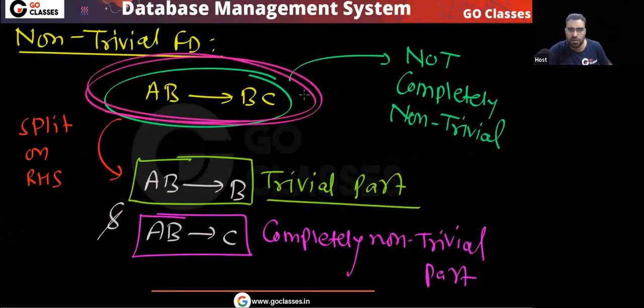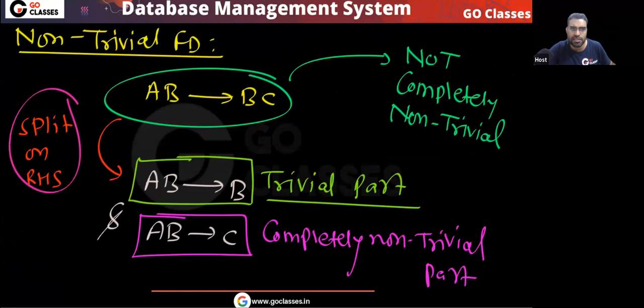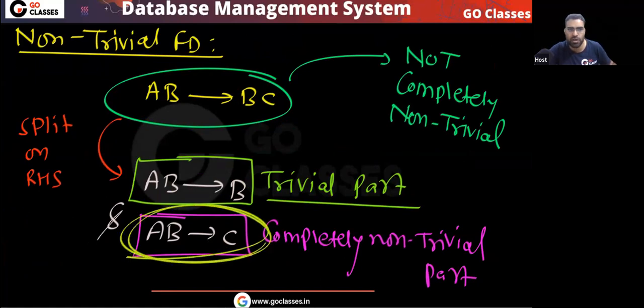So if I give you this non-trivial FD, you can see this is a non-trivial FD because LHS is not a superset of RHS. But this is not completely non-trivial. So what you can do is split on LHS. If you split on LHS, you will get this trivial part, and this is the completely non-trivial part. Is this clear? This is interesting and this will be important. Okay, now let's move on.